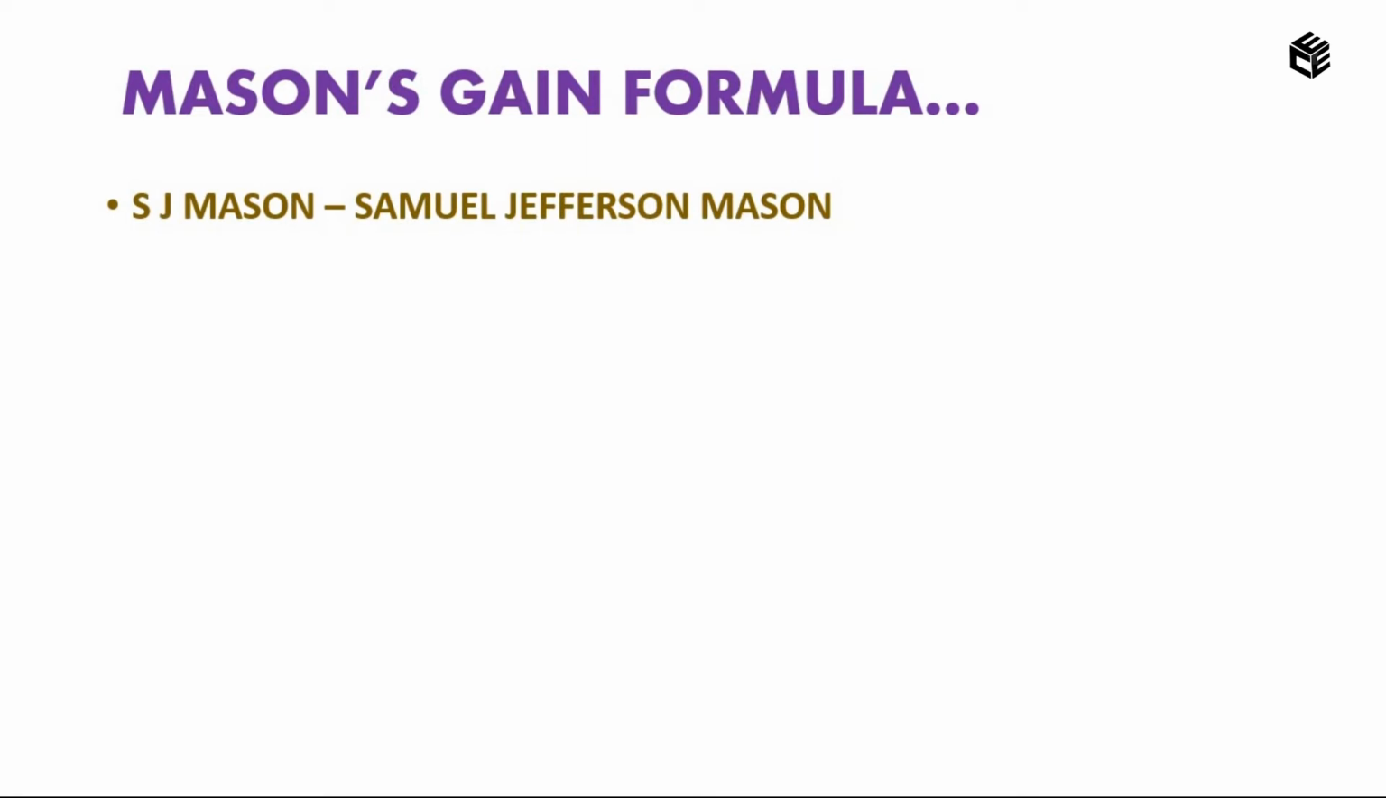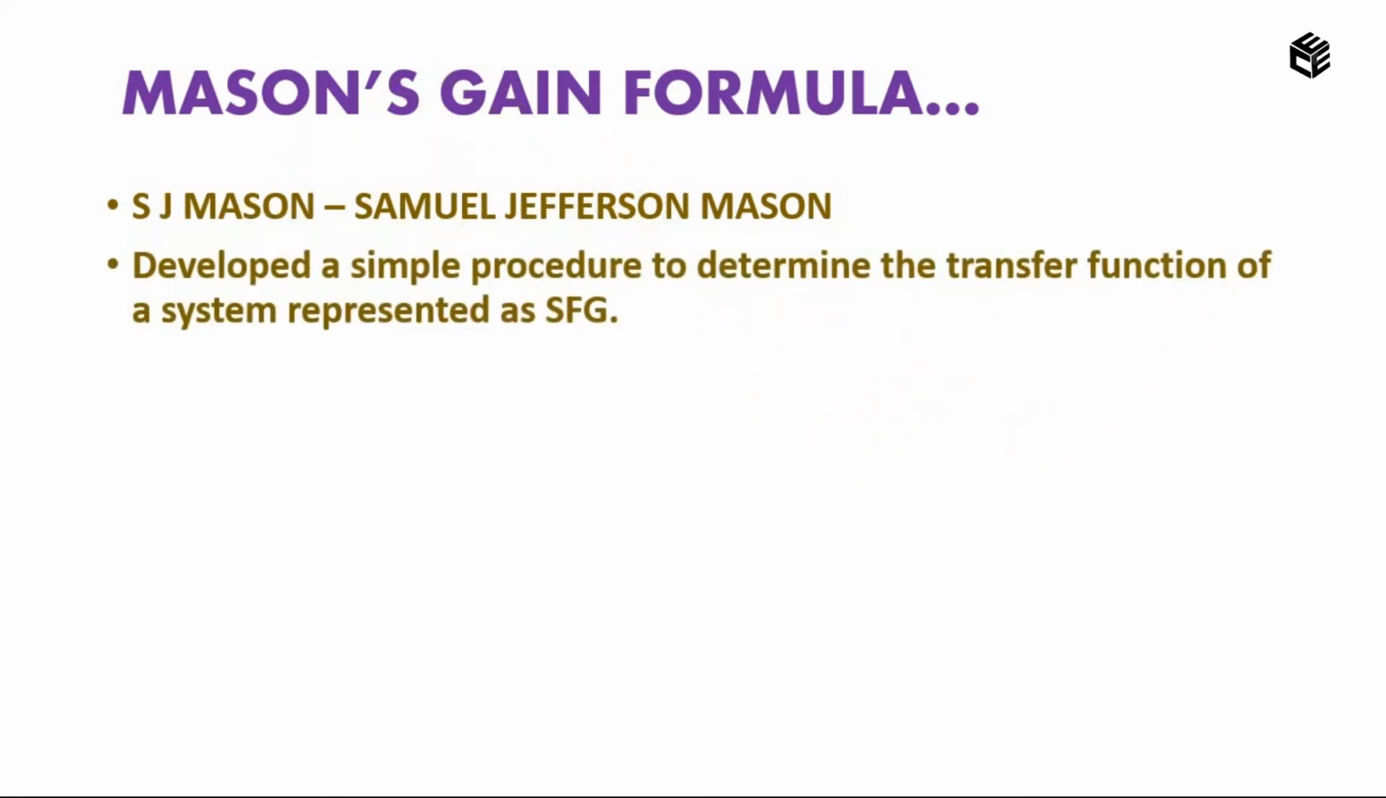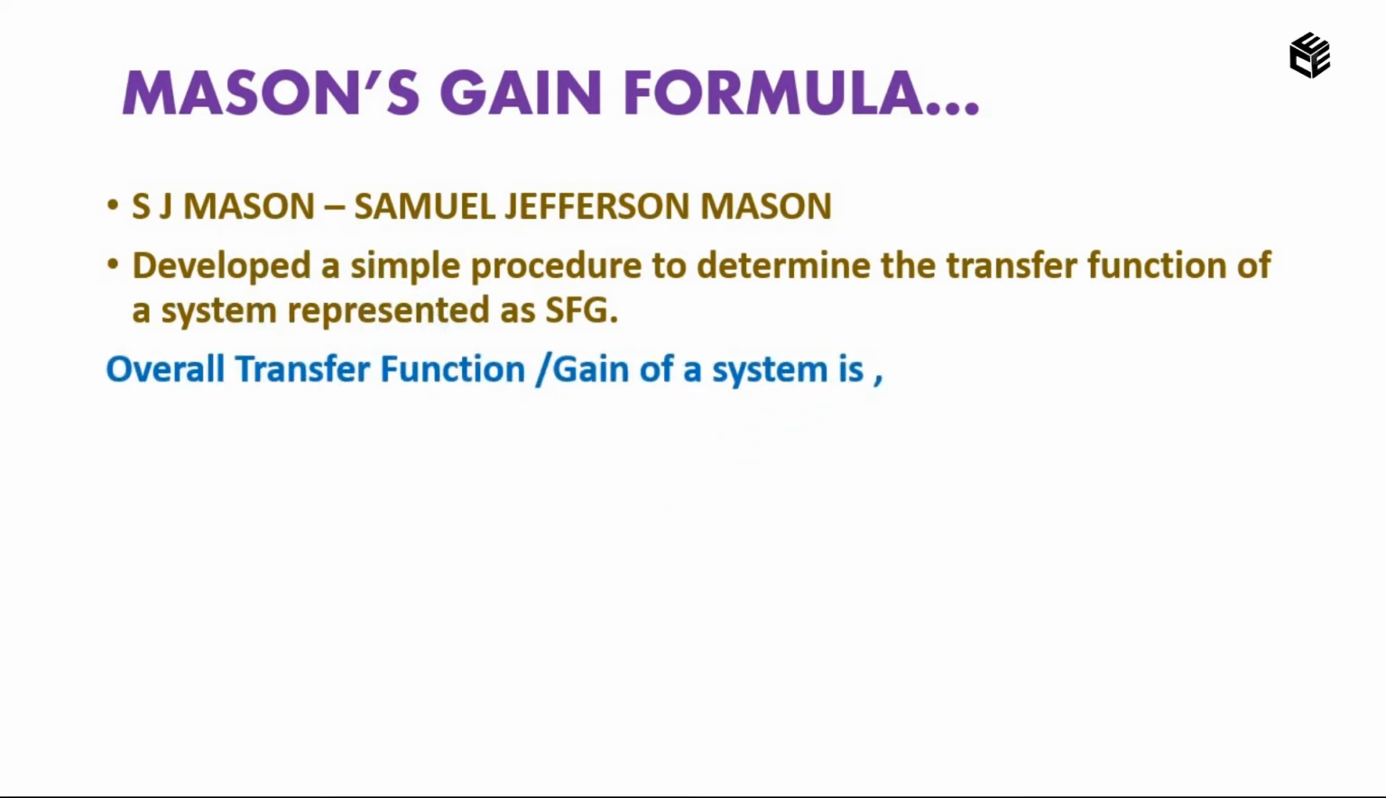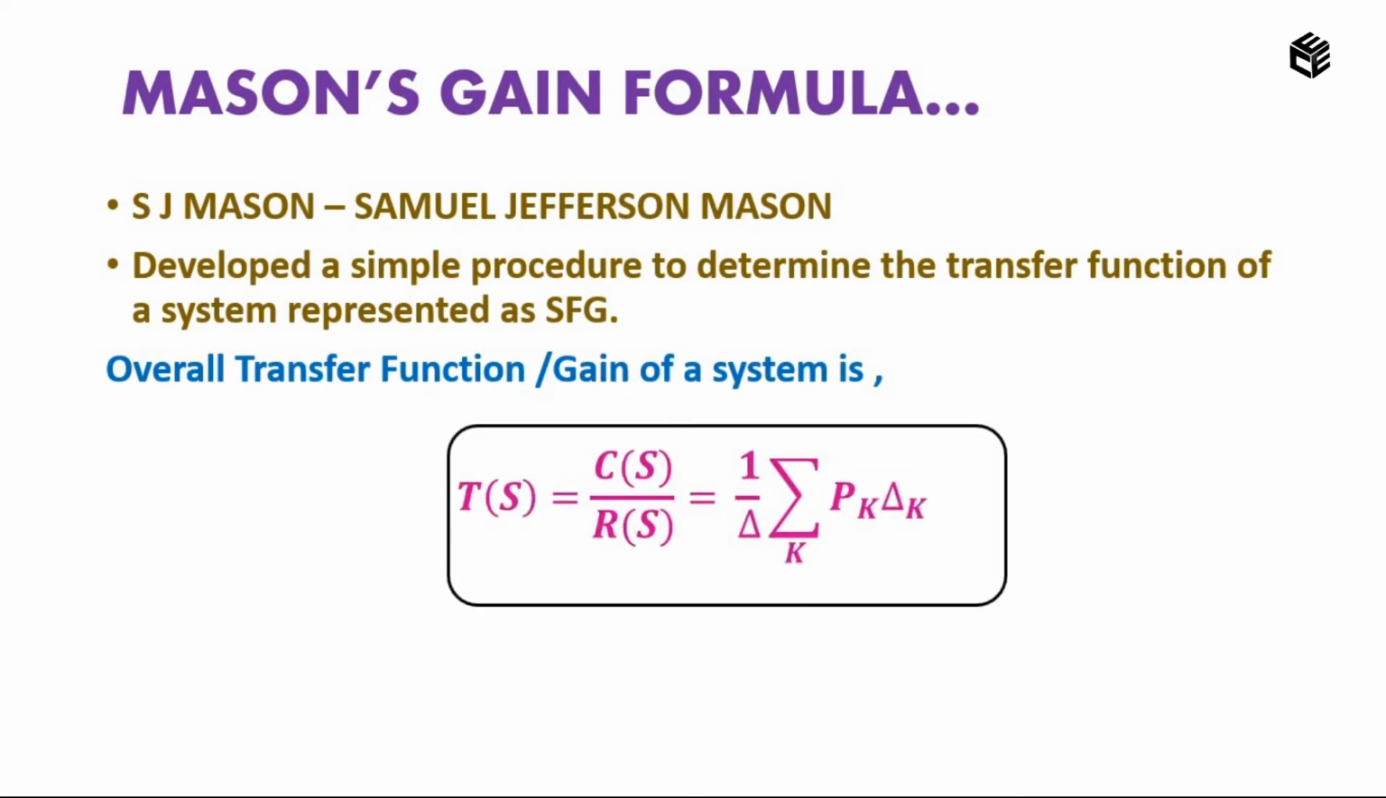He framed a rule to find the overall gain, or the overall transfer function, of the given system. Mason's gain formula is given as: the overall transfer function or gain of a system can be calculated as T(s) = C(s)/R(s) = 1/Δ × Σ Pk Δk, where T(s) is called the transfer function. As we know, transfer function is nothing but the Laplace transform of the output to the Laplace transform of the input.